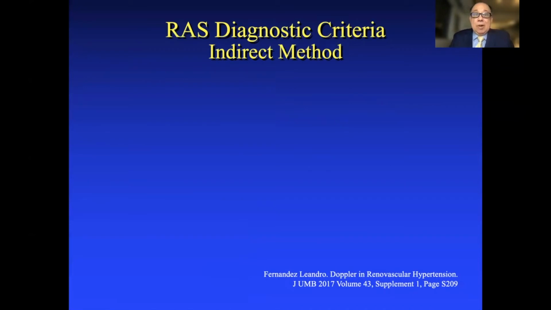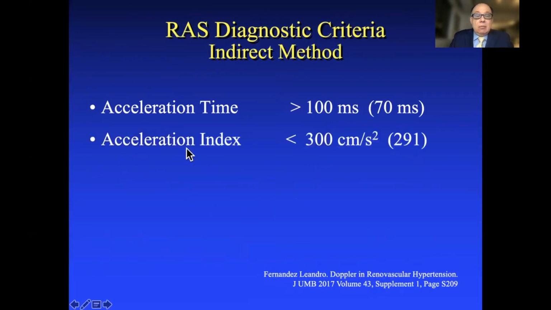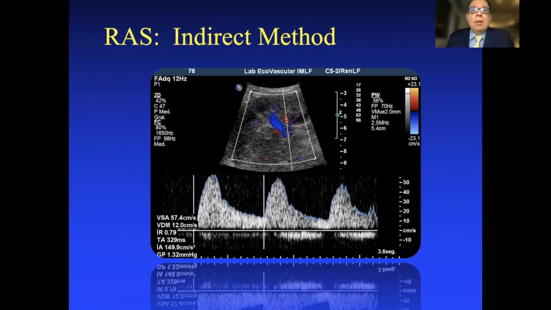Let's see the renal artery stenosis diagnostic criteria with the indirect method. We have an acceleration time of more than 100 milliseconds. The acceleration index is less than 300 centimeters per square second. We have a loss of initial systolic peak, and we can obtain a parvus-tardus pattern with a low resistance index, less than 0.53. We have here an example of the indirect method.